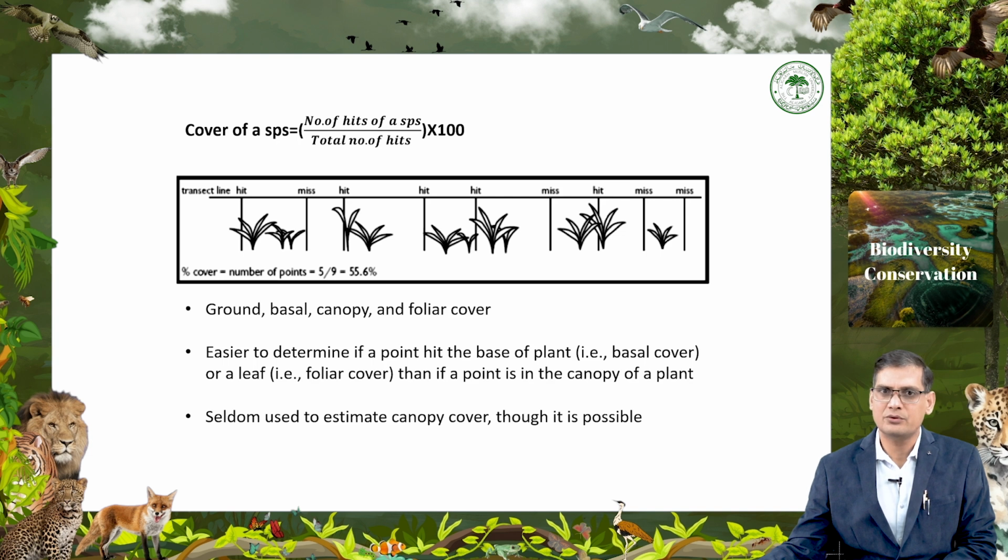This method can be used to determine ground cover, basal cover, canopy cover and foliar cover. It is easier to determine if a point hit the base of a plant, for example basal cover, or a leaf, for example foliar cover, than if a point is in the canopy of a plant. This method is seldom used to estimate canopy cover, though it is possible to estimate the canopy cover.